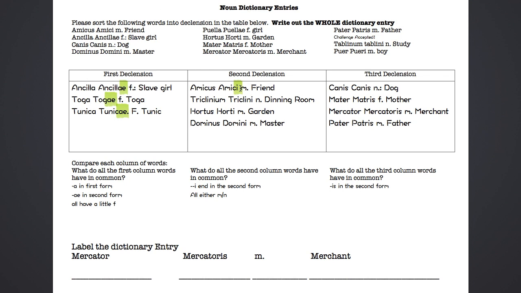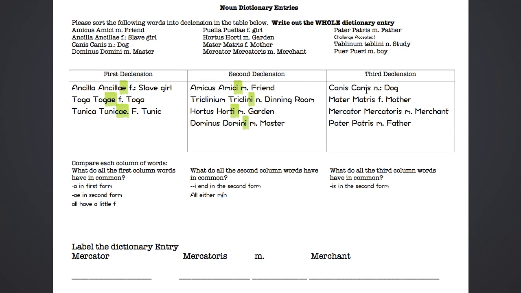Moving on to the second column and second declension, again, that second form in the dictionary entry always ends with an I. It's an I all the way down, even in puer, pueri. You may have also noticed that I always have an M or an N in that form at the end. All right, moving on to the third declension and third column.